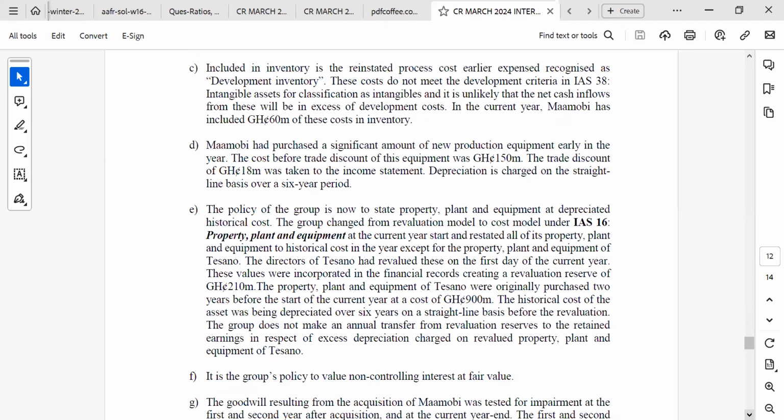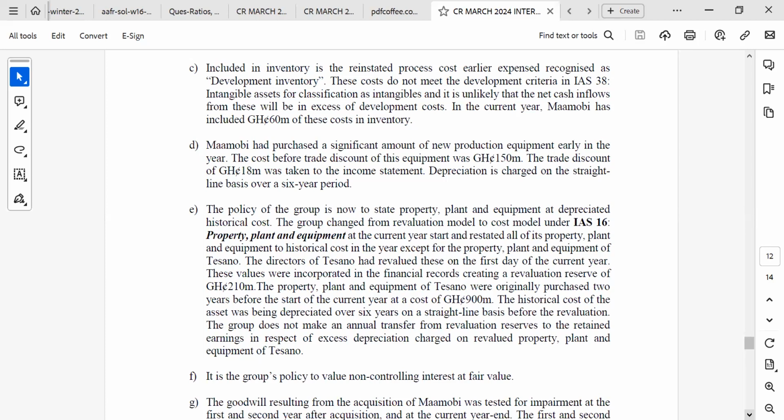The property, plant, and equipment of Tesano were originally purchased 2 years before the start of the current year at a cost of 900. The historical cost of the asset was depreciated over 6 years on a straight line basis before the revaluation. The group does not make annual transfers from revaluation reserve to retained earnings in respect of excess depreciation charged on revalued property, plant, and equipment of Tesano. So if they were making a transfer from revaluation reserve to retained earnings, they would not be having the 210 there.